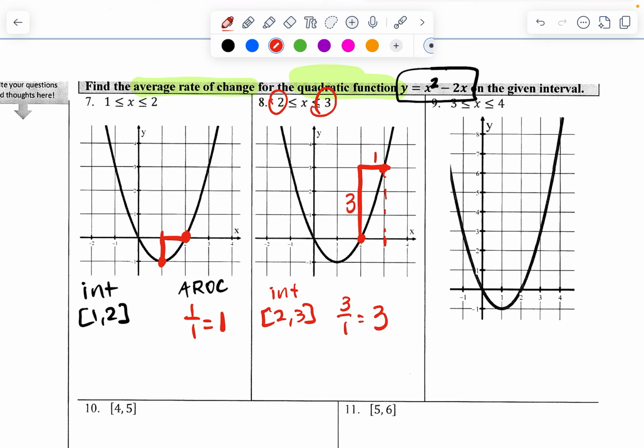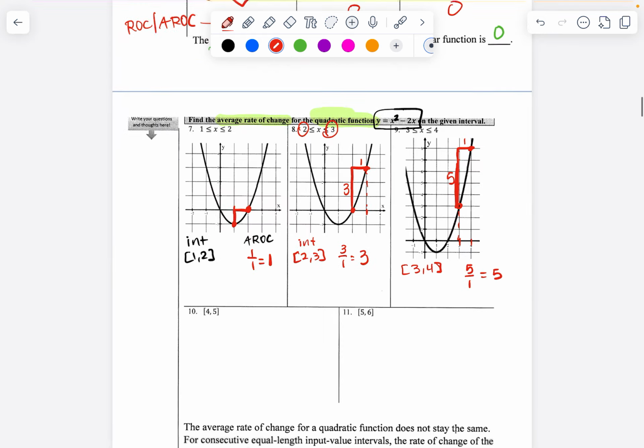And for number 9, my interval goes from 3 to 4. Here's 3, here's 4. If I follow these up, here's my points. And I want to know what is the rate of change. Here we went up 1, 2, 3, 4, 5, and over 1. So my rate of change is 5 over 1, which is just 5.